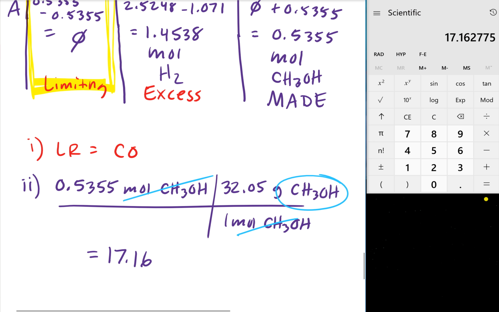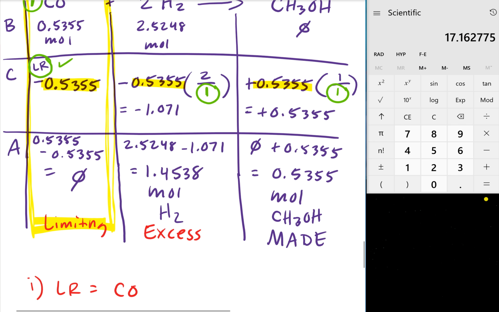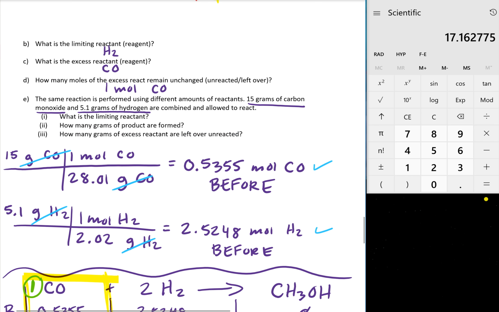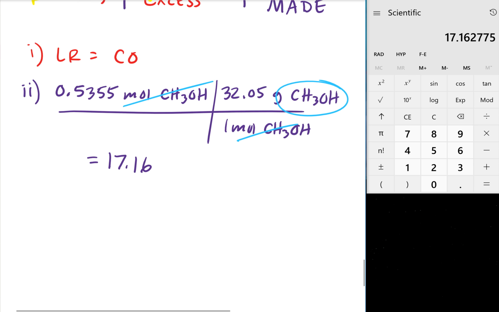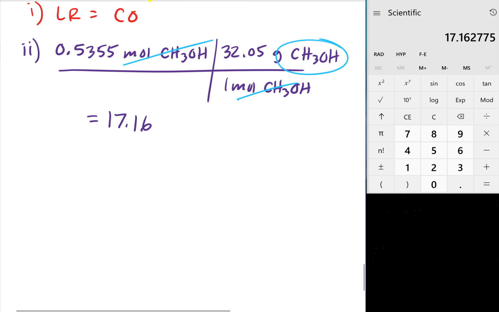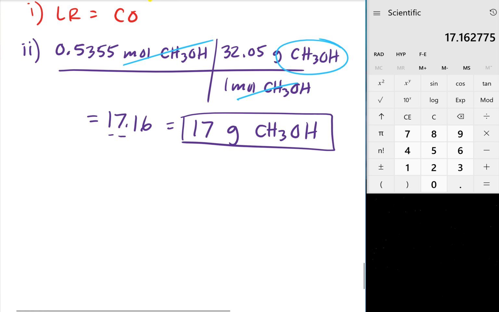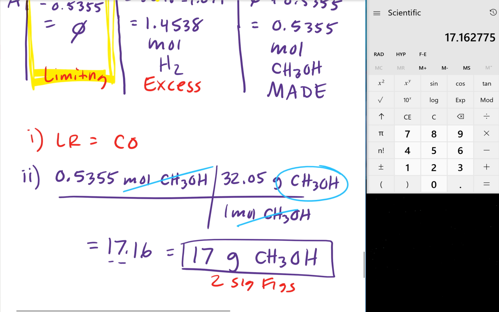And I get 17.16. And if we're rounding for significant figures, your given values in the problem, 15 grams, 5.1 grams, that's 2 sig figs. You go with the fewest number of sig figs, both are 2. So my final answer here has to contain 2 significant figures. So 17 grams of methanol carrying 2 sig figs. That would be your final answer for part 2.